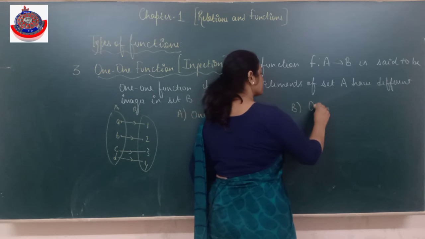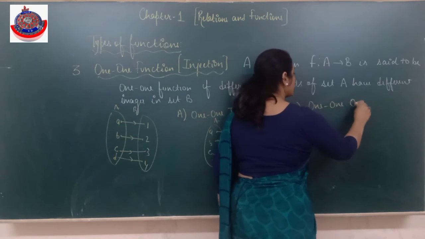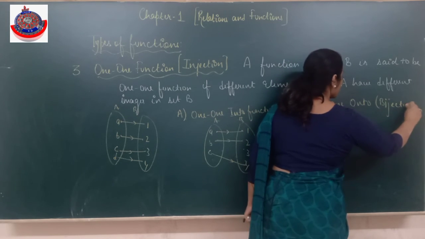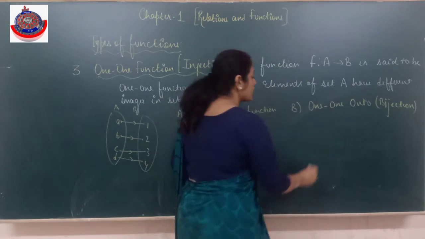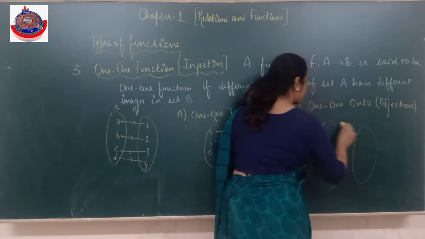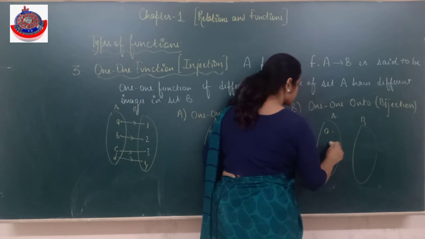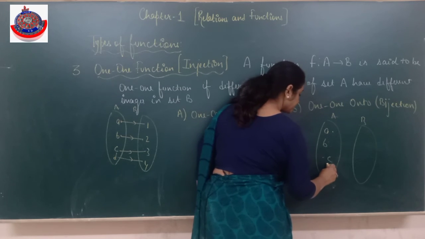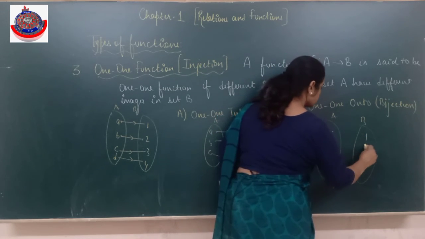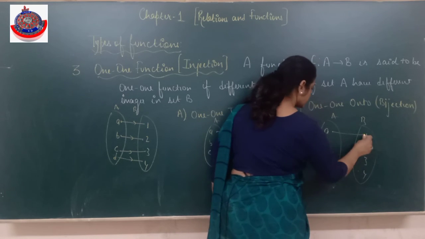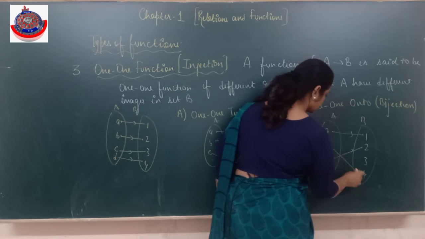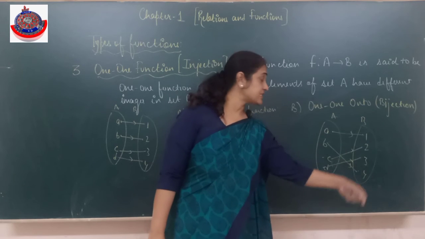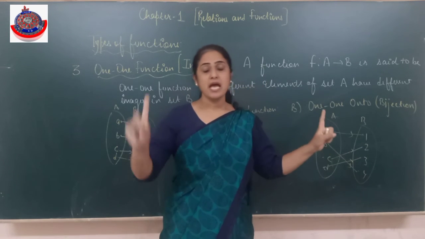Same we have 1-1 and onto. This is called bijection. We will be requiring this in the functions. Bijection. Is it clear? 1-1 and onto means it has a 1-to-1 relation, but there is nothing left in the second set. It is a 1-to-1 relation, meaning one element has one answer.